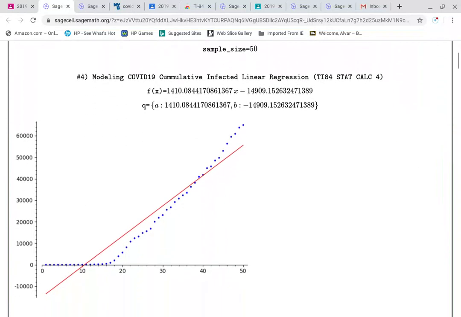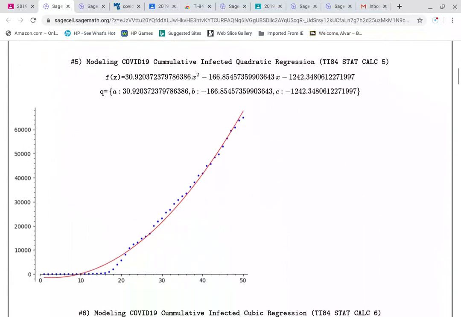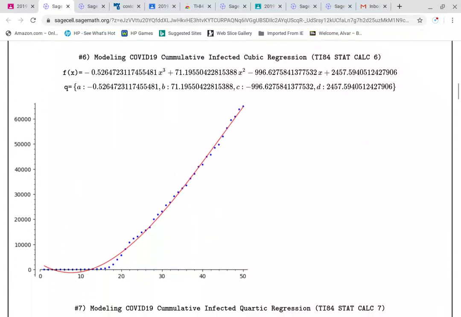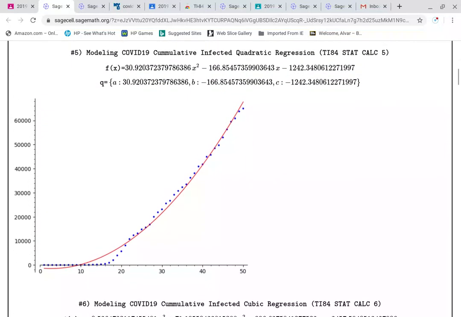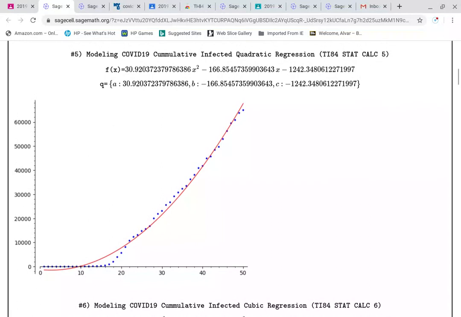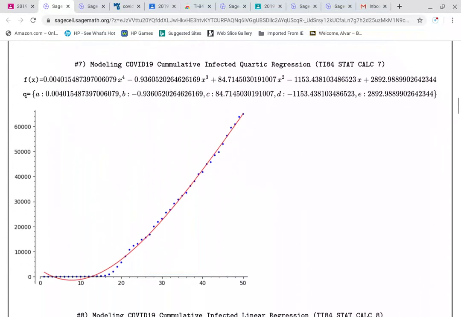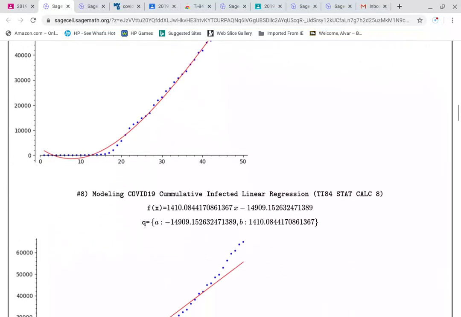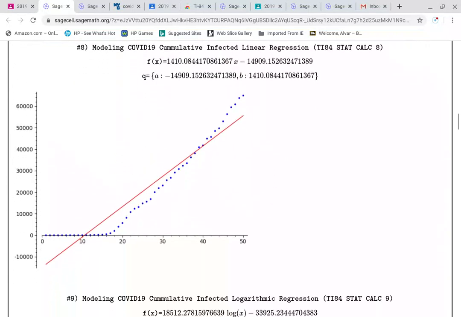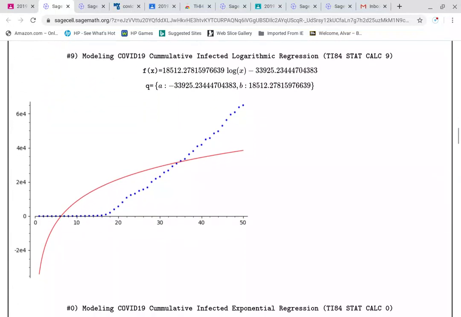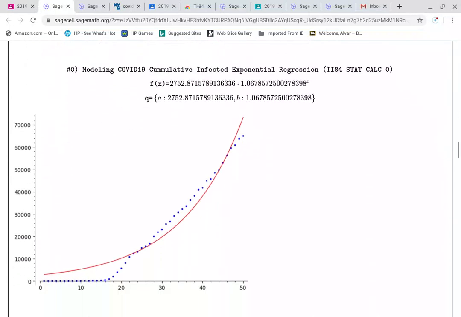And there's your linear regression. There's your quadratic. This is not what you're doing. You're only doing 28 days on the calculator tonight, but you're doing quadratic on the calculator. Here's your cubic. None of these are great. Here's your quartic. Here's your linear again. Here's your logarithmic. Here's your exponential. So it's clearly not exponential.